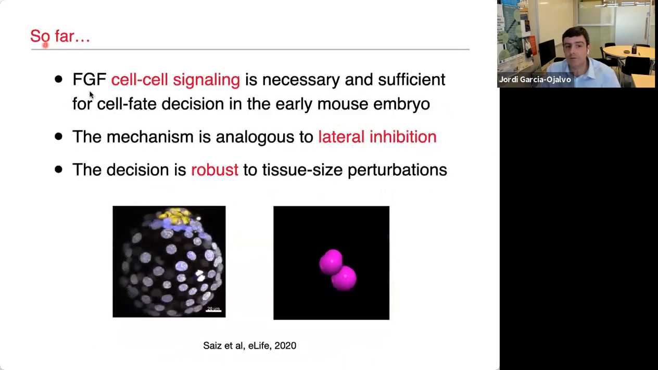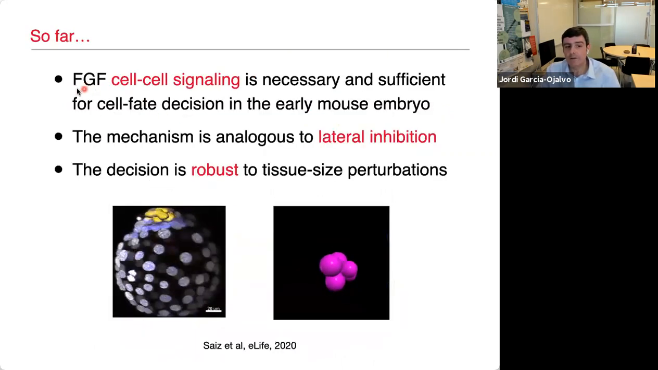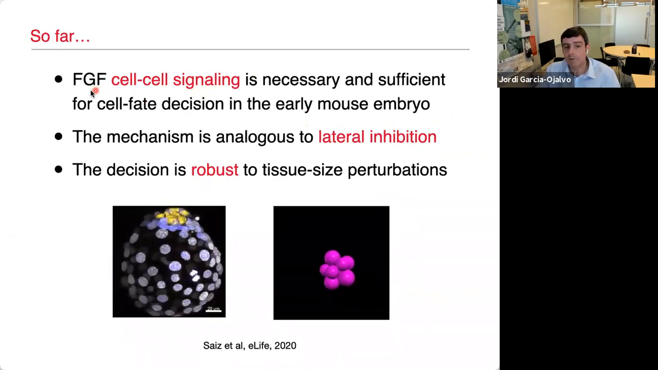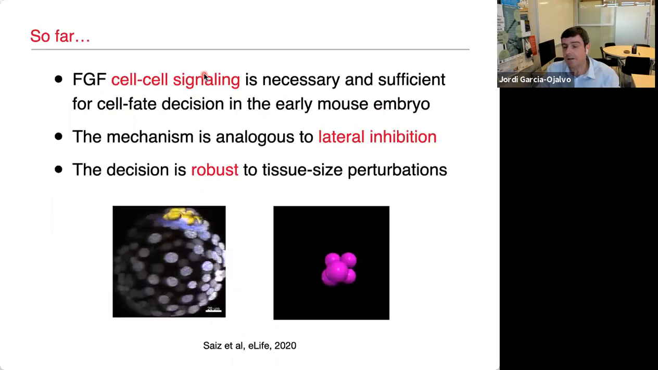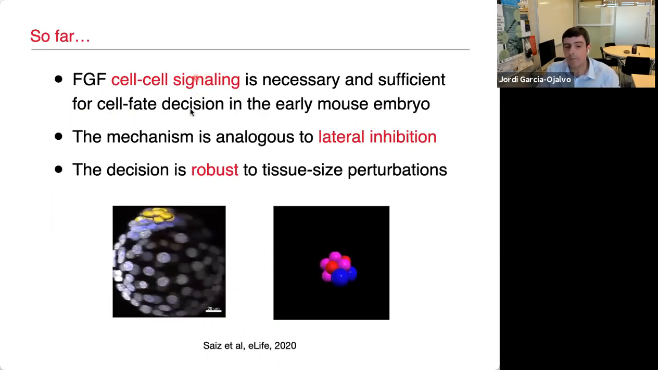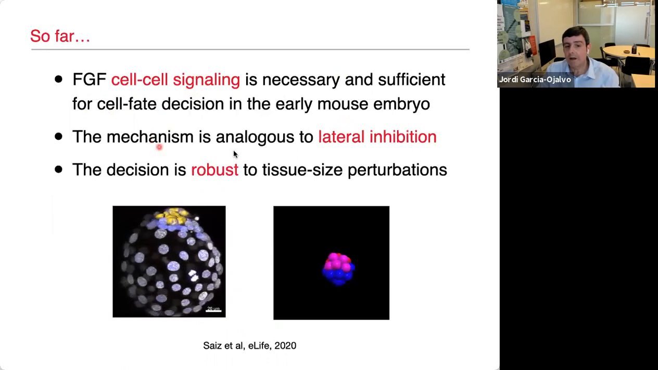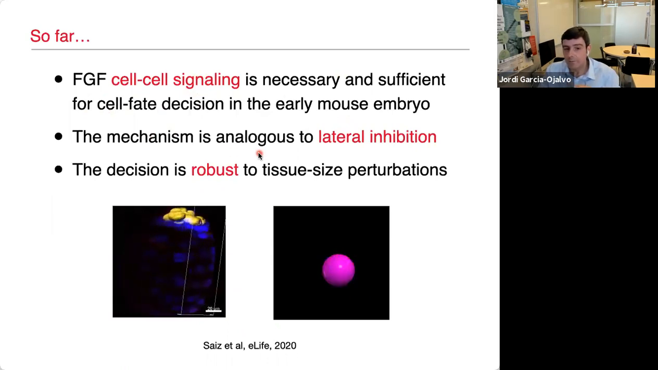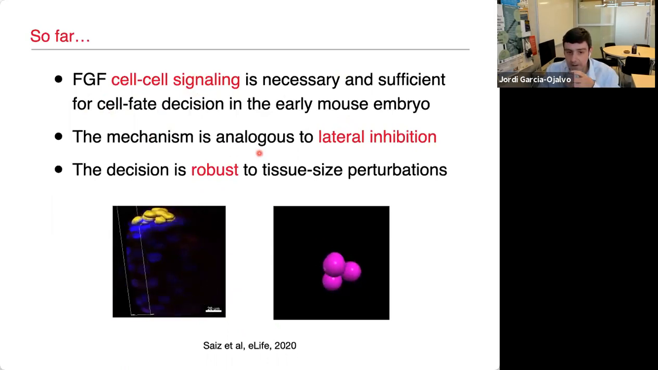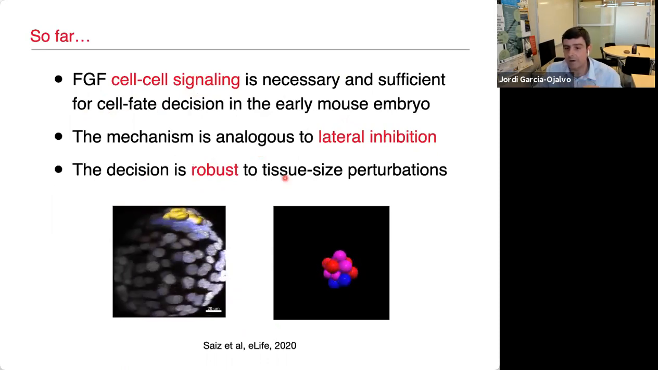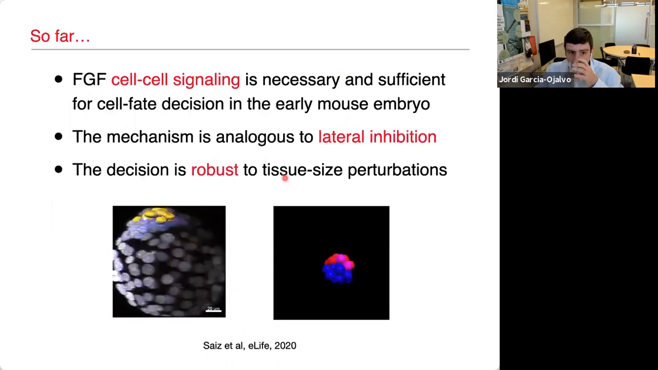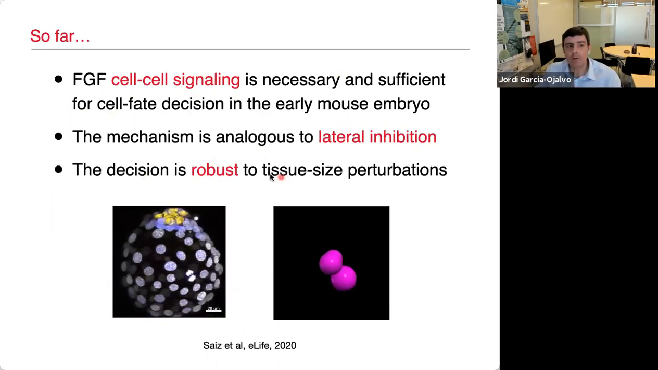So that's the conclusion so far. What I have been showing you so far is that, first of all, cell signaling via FGF is both necessary and sufficient for cell fate decision in the early embryo of the mouse. And we have seen this using a very simple minimal mathematical model. We have seen that the mechanism is analogous to lateral inhibition, for those of you who are familiar with this. And we have also seen that the decision is robust to different types of tissue size perturbations, which can be global or local, okay? That's point number one.